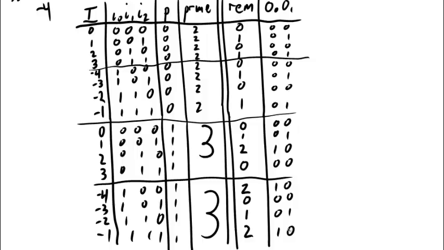Okay, now we've got a truth table. We know for sure that we can create a circuit from the truth table. In particular, we can create a propositional logic expression for O0, and then we can create a separate propositional logic expression for O1 if we want to. So we know that we can do that.